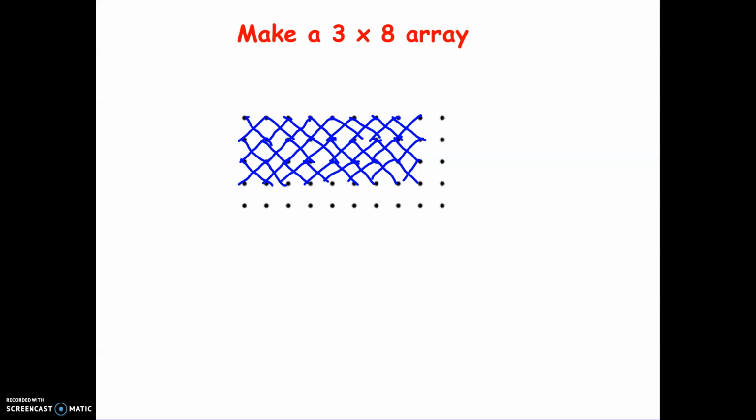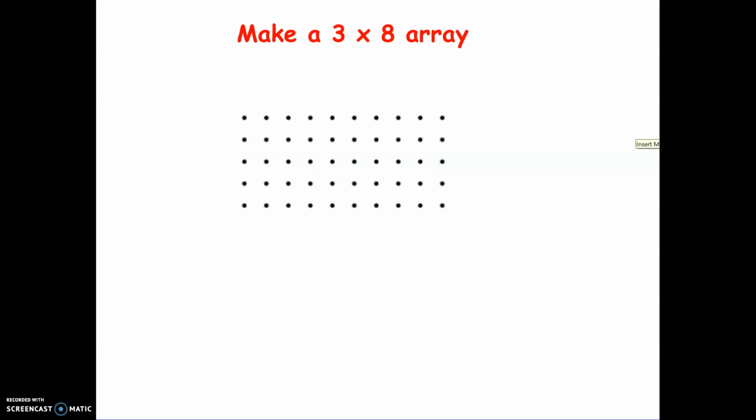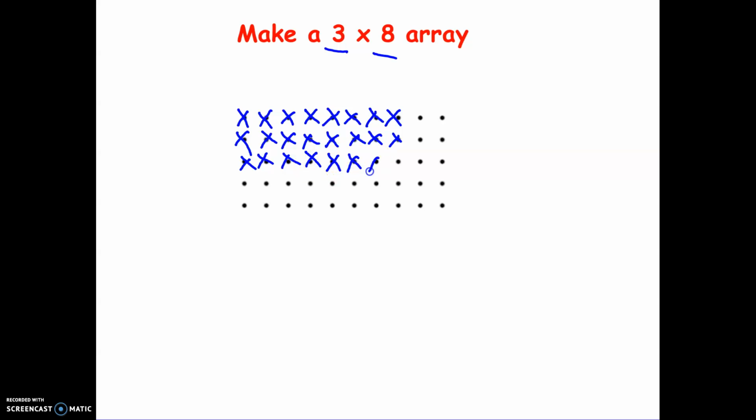I'm going to erase that, I think. There we go. Here's another way. I can just make an X on those dots. That makes it a little bit easier to see. 3 rows, 1, 2, 3, 8 in each row, because that's what the problem is telling me. 3 rows of 8. So there's my 3 rows of 8. That's an array for 3 times 8. It's going to tell me that 3 times 8, when I add those together, is going to be 24.